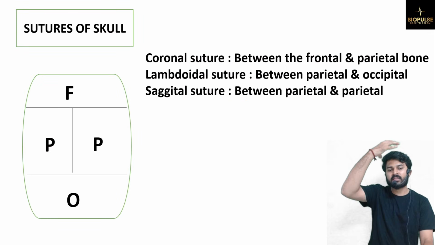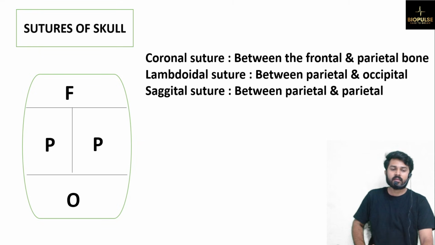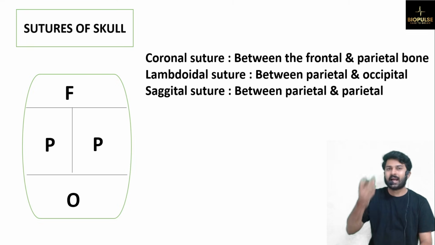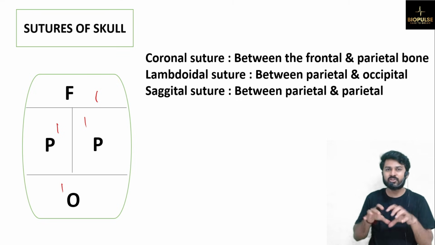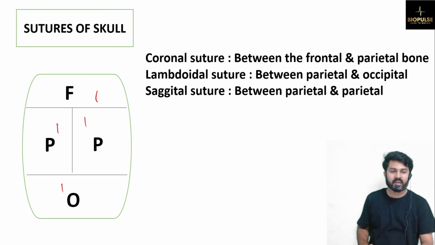Now if you see the skull, okay, the skull is divided into some sutures. Okay, 3 names we need to know. As I told you, 1 frontal bone is present, 2 parietal bone is present, and 1 occipital bone is present. In between them they are joined with some fibers. So there they are having some sutures. So the name of the suture is important for us.